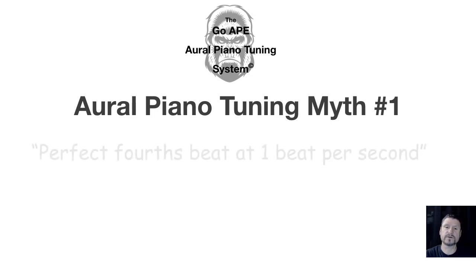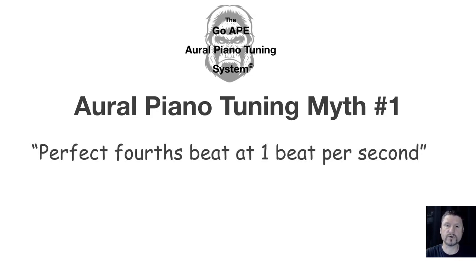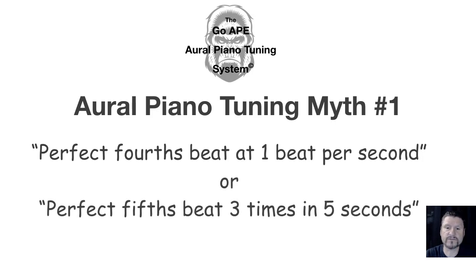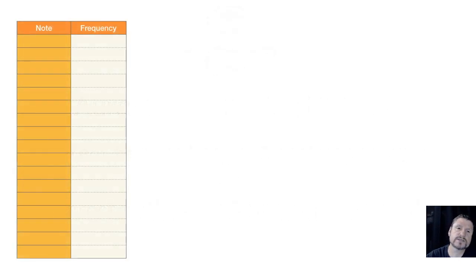For example, a lot of times people are told that perfect fourths beat at one beat per second, or another course says that perfect fifths beat three times in 5 seconds. So let's show you why this is wrong. We're going to start with a table.